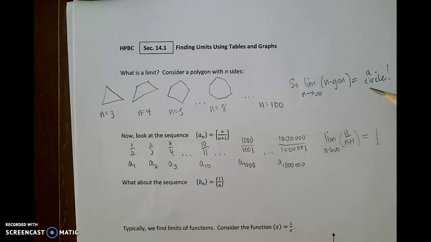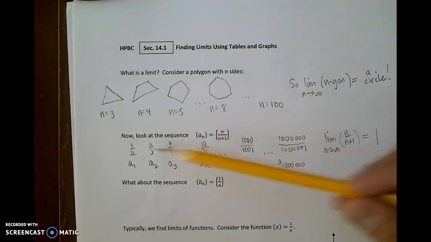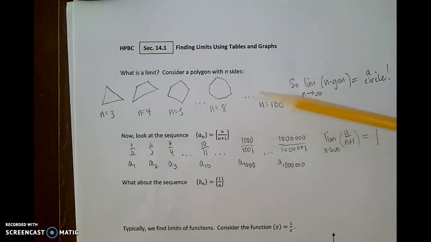Now, we know it's not going to be exactly 1, but we're getting closer and closer to 1 as that n value increases to some really big number. This 1, again, becomes irrelevant.